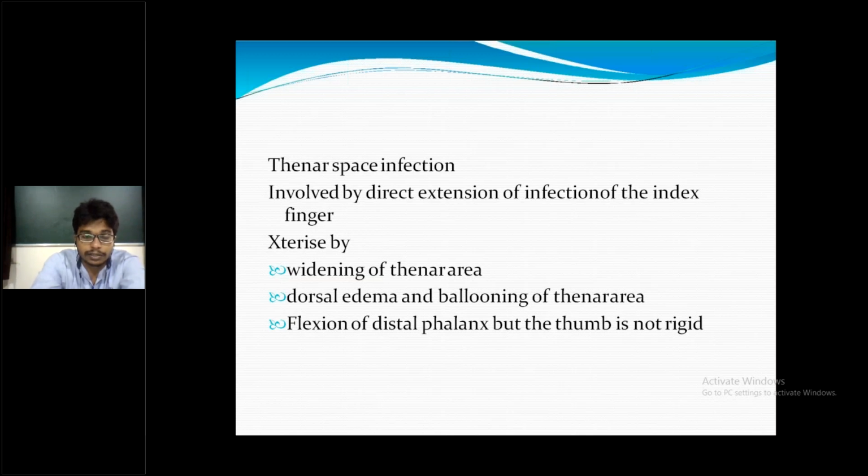Thenar space infection. The thenar space is medial to the radial bursa, along the index finger metacarpal. Thenar space infection occurs by direct extension from the index finger and presents with widening of the thenar area, dorsal edema and ballooning of the thenar area, and flexion of the distal phalanx, but the thumb is not rigid.